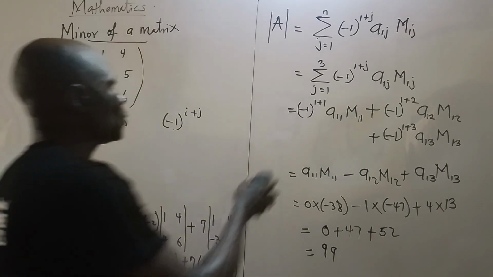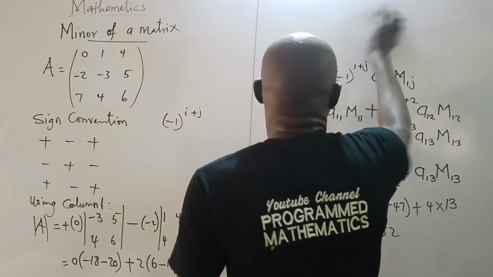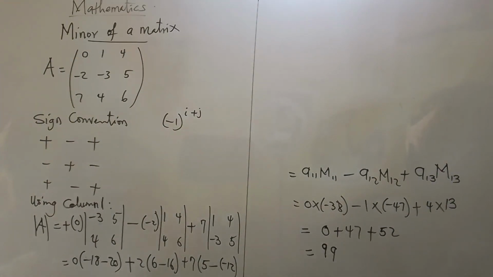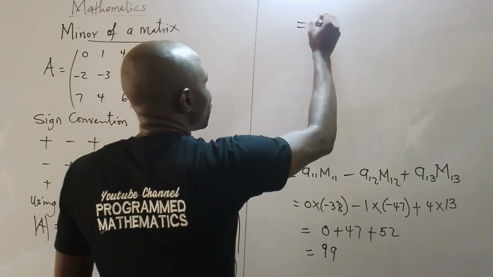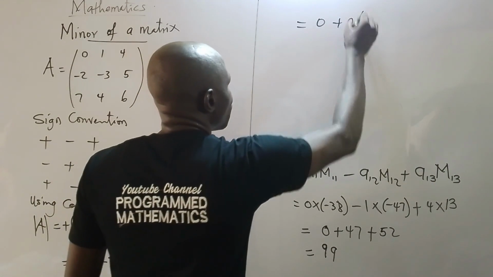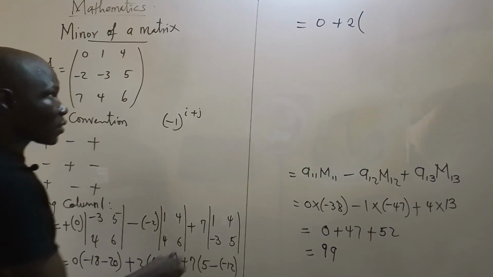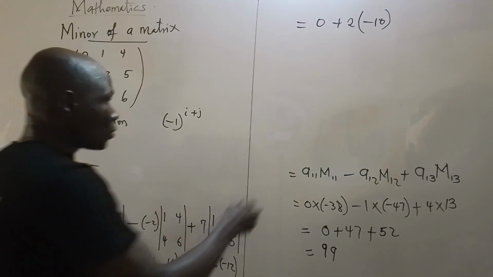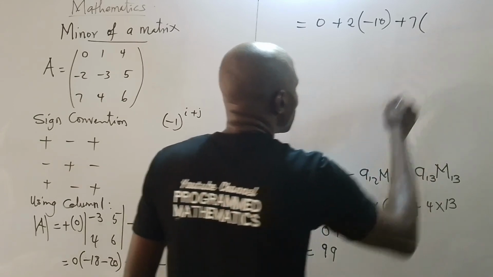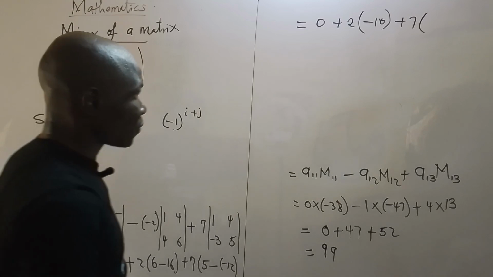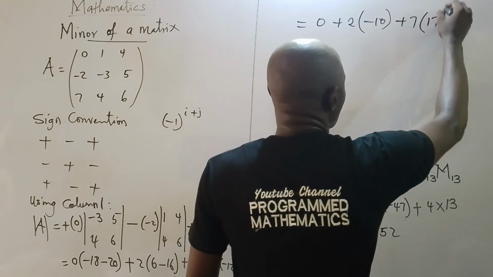Okay, so let's simplify this lastly here. Of course, 0 multiplied by anything in bracket is still going to be 0. So we have this to be 0, then plus 2 brackets, 6 minus 16 is -10, then plus 7 brackets, 5 minus -12, that is 17. This is 17 here.